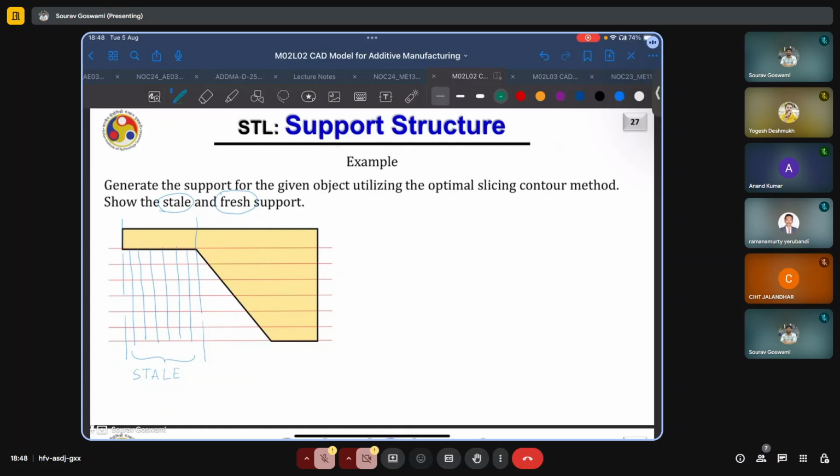Whereas if you look at this adjacent region here, we must print support structures here to support this region. For the next layer, we already know that we must print support structures here and so on. So this is the region of fresh supports.